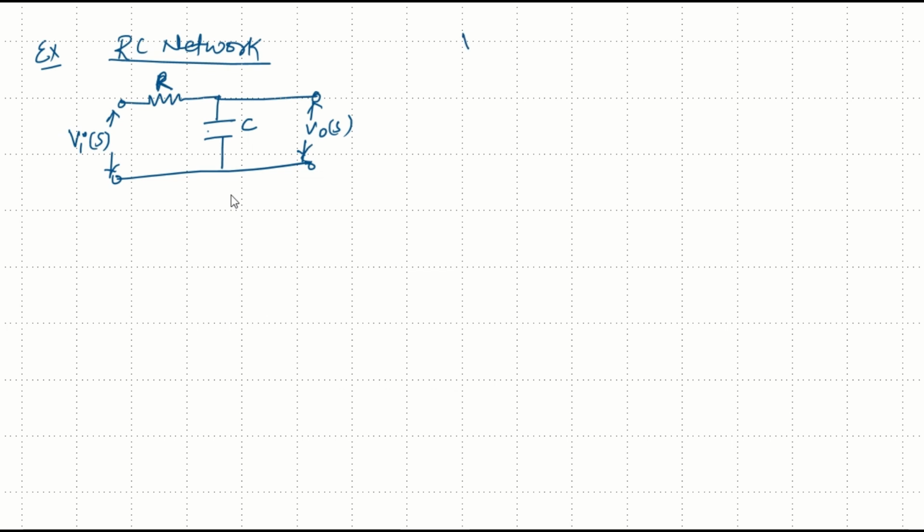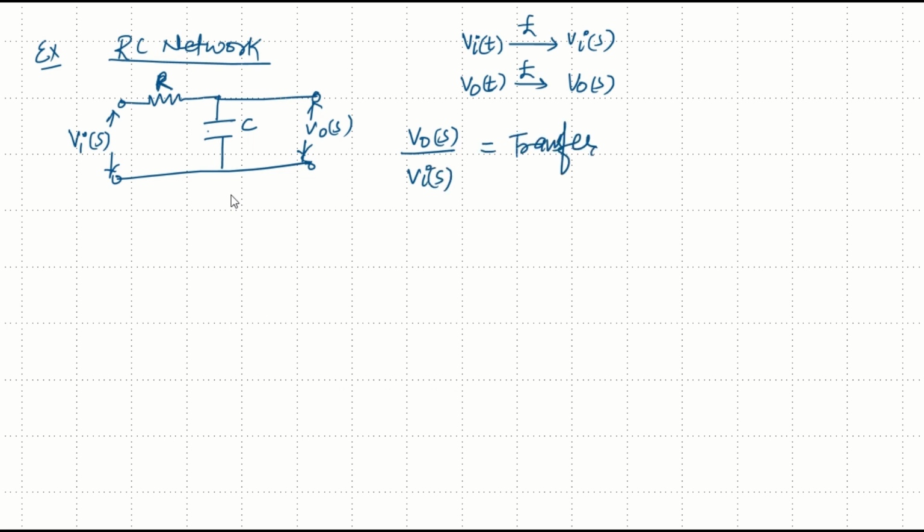Now, this VIs is the Laplace transform of the input signal Vi(t), and this VOs is the Laplace transform of the signal Vo(t). The transfer function of this RC network will be given by the output divided by the input. So, this will be the transfer function. To calculate it, let us assume that there is a current flowing. Let us suppose this current is Is.